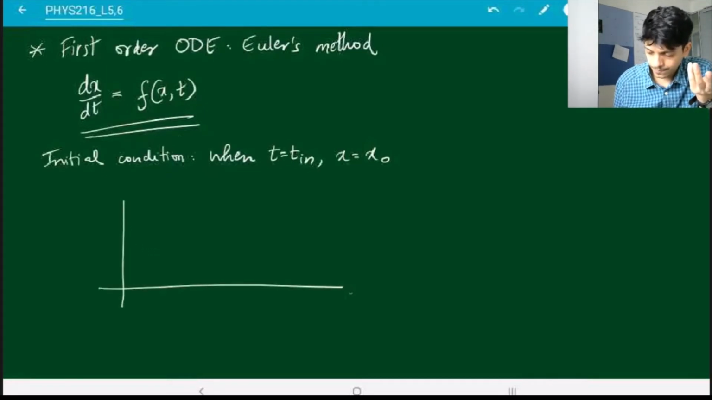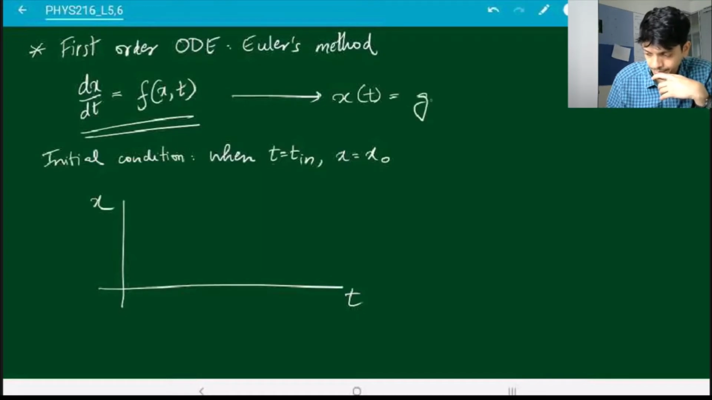if I am, so let's draw a graph of x as a function of t. So in the end, when I solve this differential equation, I will get something like x of t is equal to some function. So I'll get x is equal to some g of t. So some function I will get.